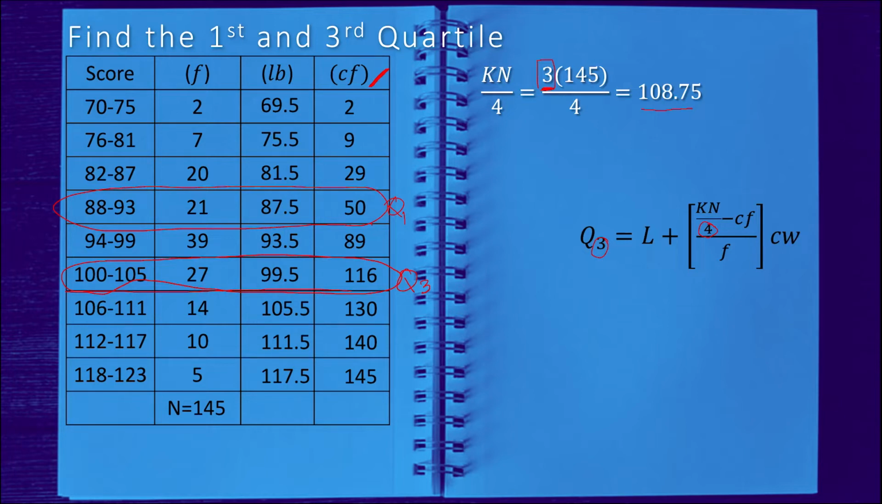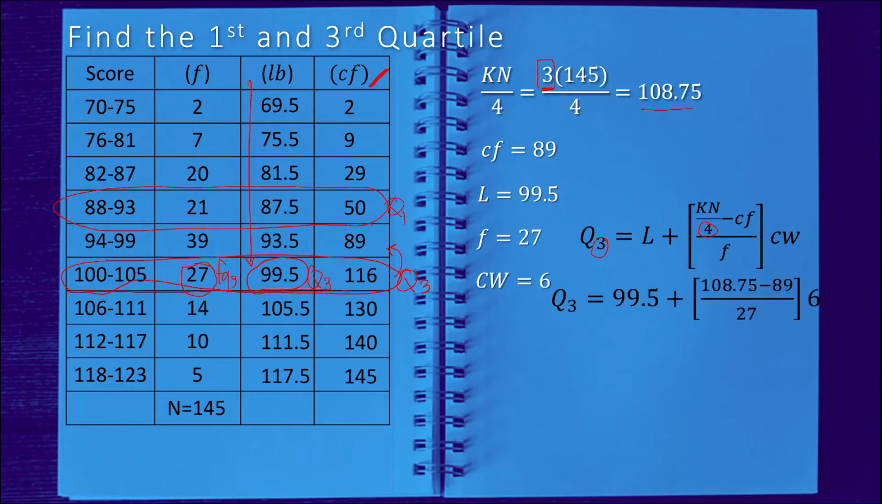Kunin natin lahat ng variable na pwede natin. Si CF, again, that is the cumulative frequency before. Therefore, yung nasa taas lang ng ating cumulative frequency sa quartile 3, that is 89. And then next is the lower boundary of the quartile 3. Ito po yan, 99. That is quartile 3. And then, yung frequency, that is 27. Frequency of the quartile 3. And then, the class width, which is 6. After po nyan, pwede na tayo mag-substitute.